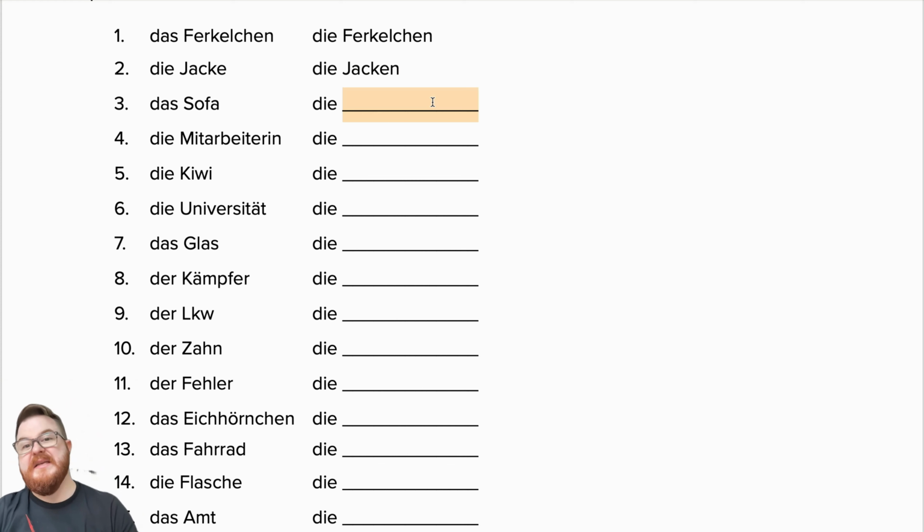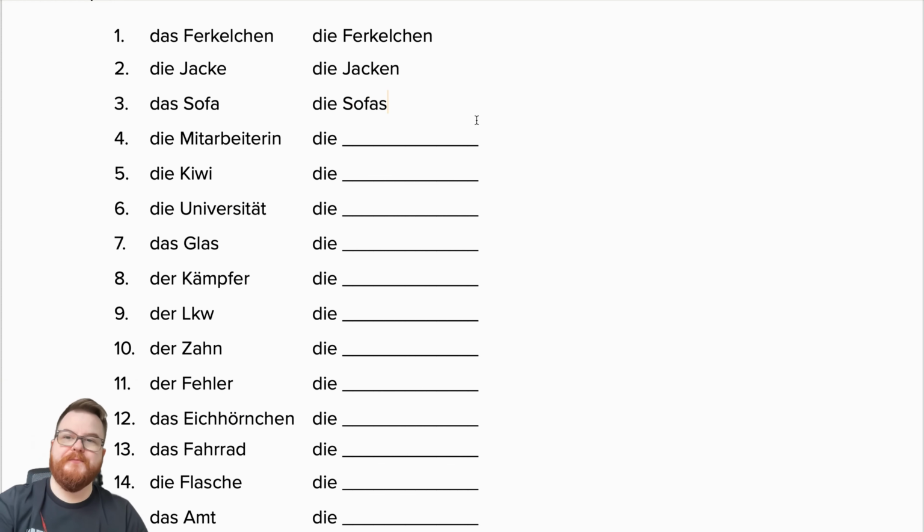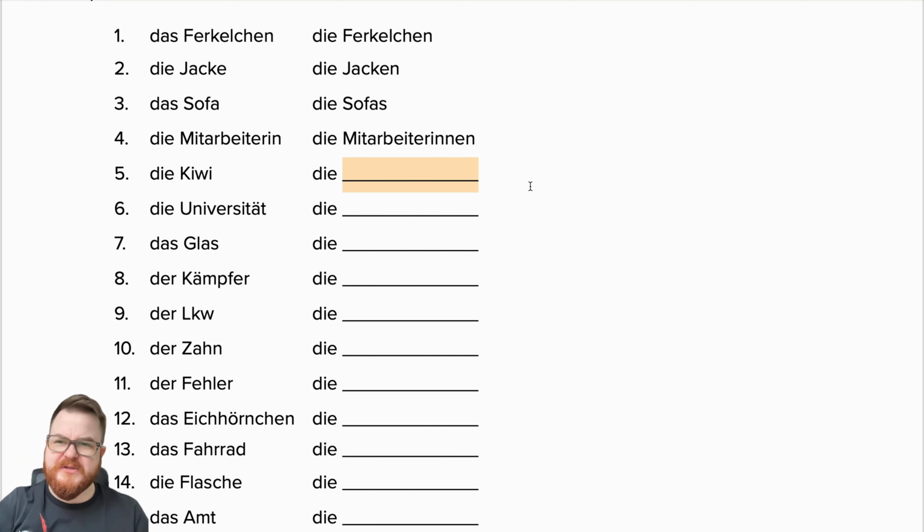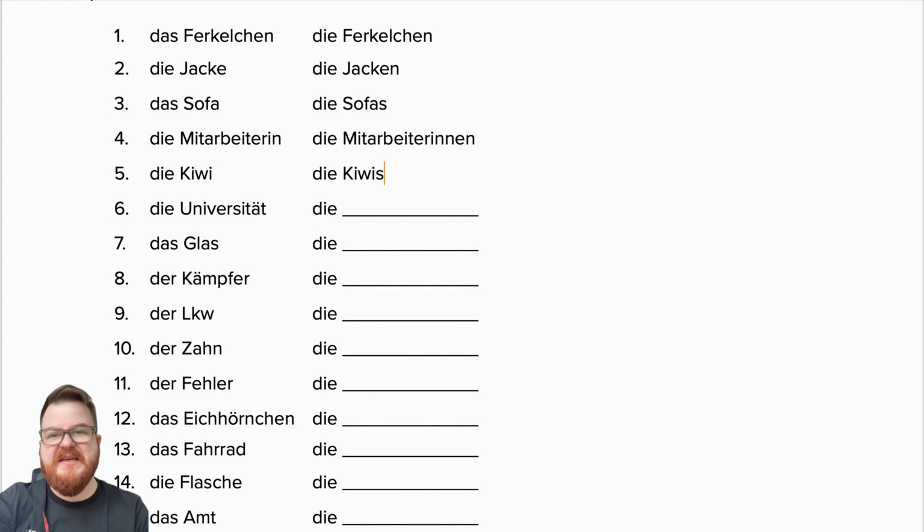Das Sofa is both a foreign loanword and it ends with a vowel. So we're going to put an S on the end. Die Sofas. Die Mitarbeiterin is a female co-worker. So we need that special ending that comes after IN, and we get die Mitarbeiterinnen. Die Kiwi is also a foreign loanword, and it ends in a vowel, just like sofa, so we get die Kiwis.